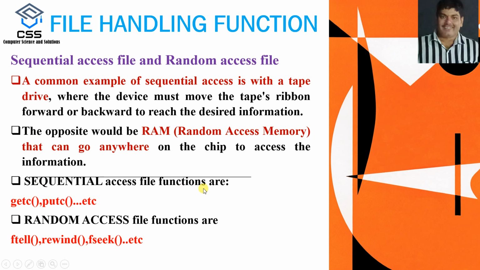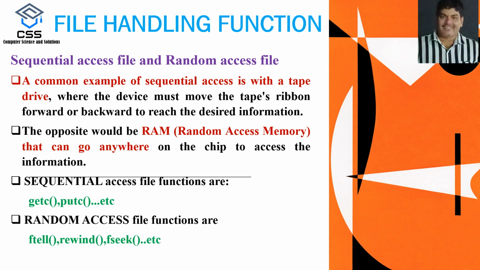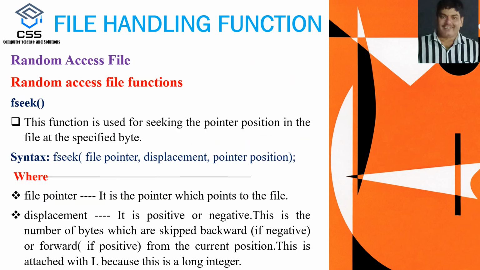The examples of sequential access file functions include, as I have told, getc, putc. The examples of random access file functions include ftell, rewind, fseek, and others. Let's first discuss the concept of the different functions like fseek, ftell, rewind. Then we will go through the example.